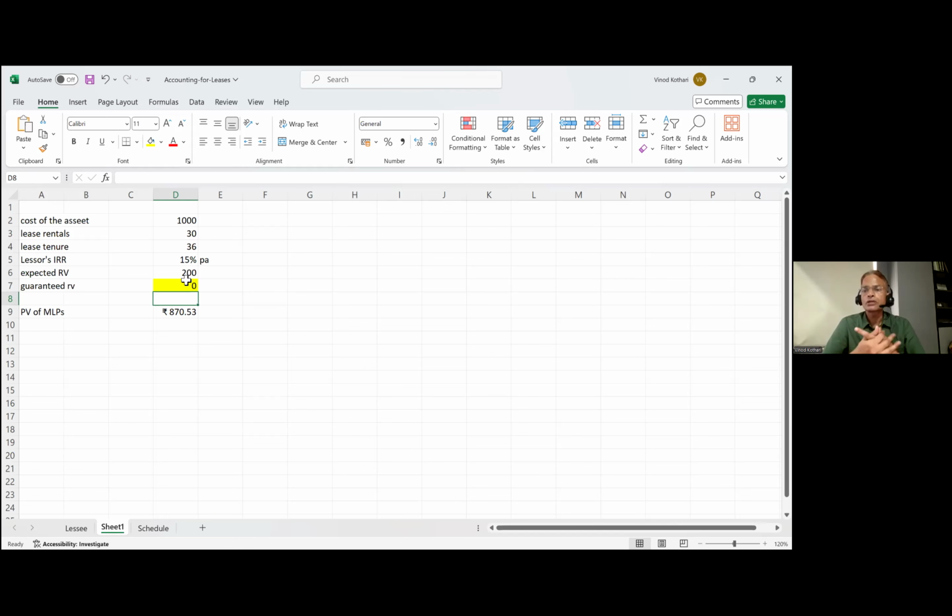Why? Because the PV of MLPs is only 87%. Therefore, the lessor has an exposure of 13% on residual value, which is sufficient to characterize the lease as an operating lease. But if the lessee guarantees 50 out of the 200, you can now see the lease becomes a financial lease, with the guarantee from the lessee or a third party.